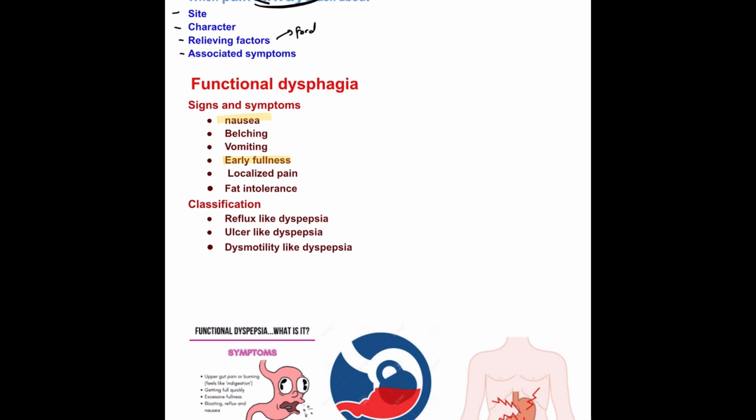To classify dyspepsia, you need to think of associated symptoms. If it's associated with heartburn, it's probably a reflux-like dyspepsia. If it goes away or is relieved by food, you should think of ulcer-like dyspepsia. If the patient is feeling early fullness, bloating, and nausea, you should consider dysmotility-like dyspepsia. Note that fat intolerance is common with all causes of dyspepsia.